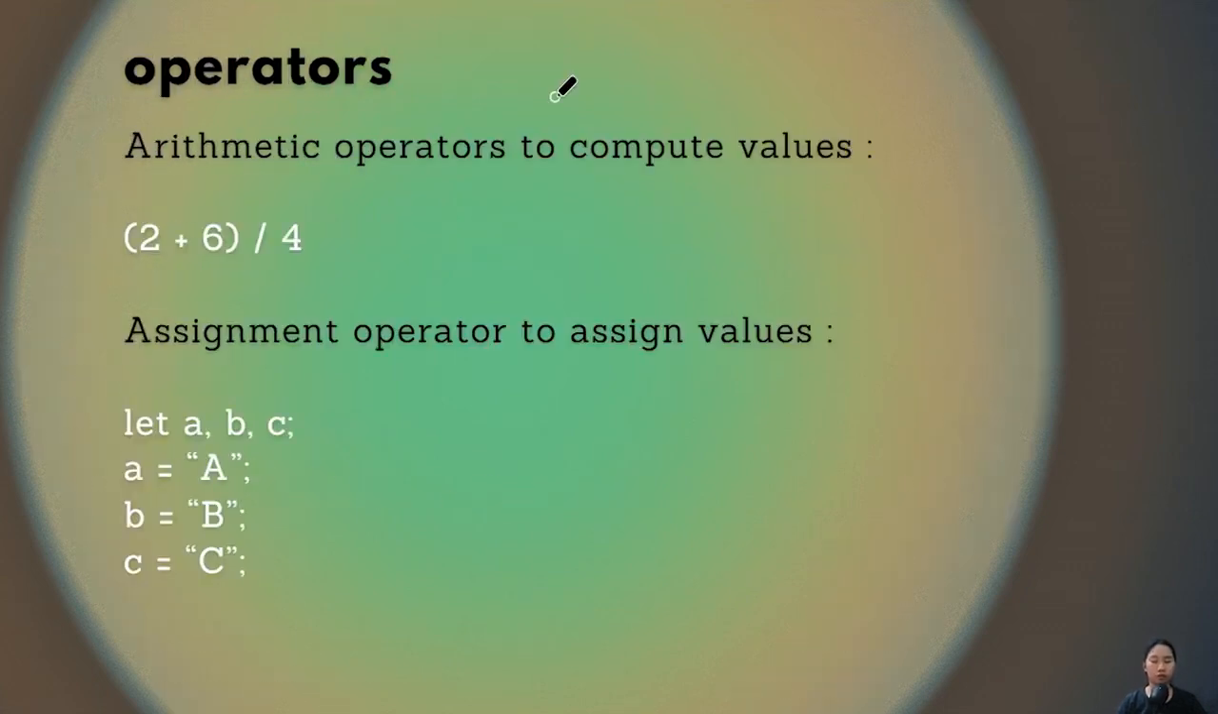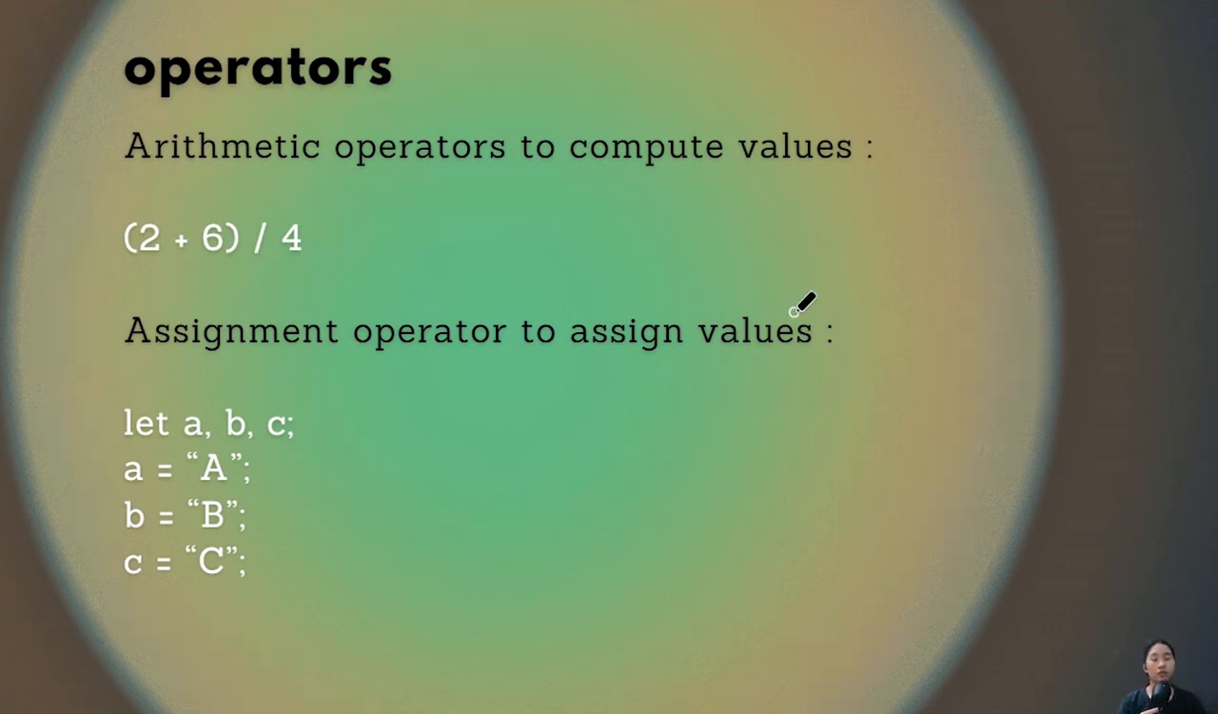Moving on to operators, we have arithmetic operators to compute values. So we're talking addition, subtraction, multiplication, division, to the power of. There are a lot more, but they are the same sets that you would expect in Python. It is applicable to JavaScript.